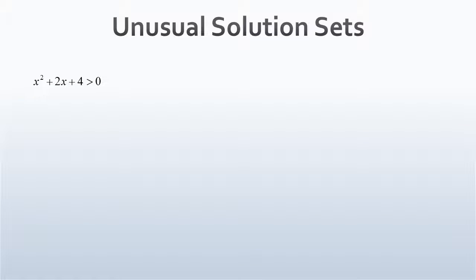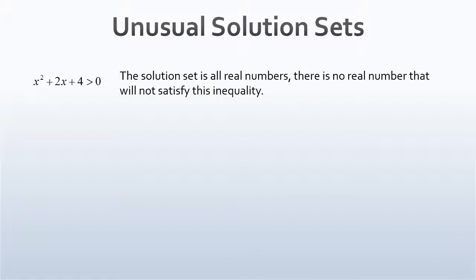There are some unusual solution sets we need to be aware of. And this is the first one. The solution set for this is all real numbers, because no matter what number you put in here, it will solve this inequality. It will satisfy it. There is no number you can put in here that will not make this true. So this is a set. The solution for this is the set of all real numbers.